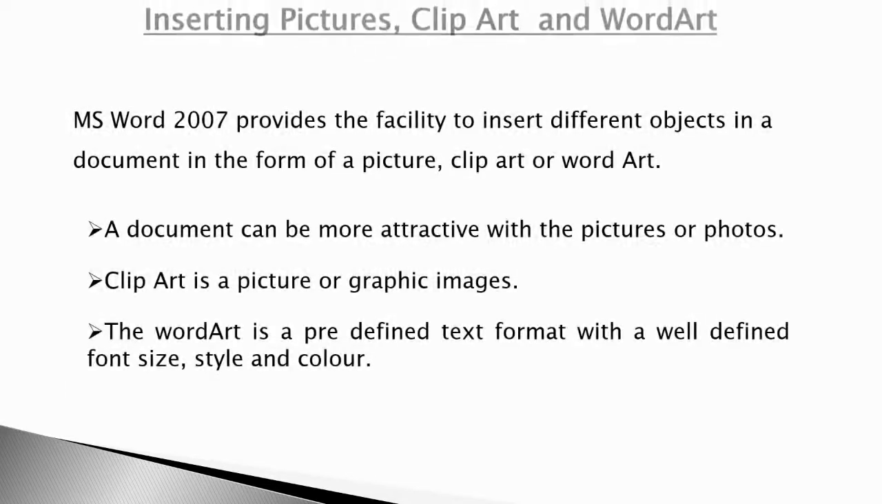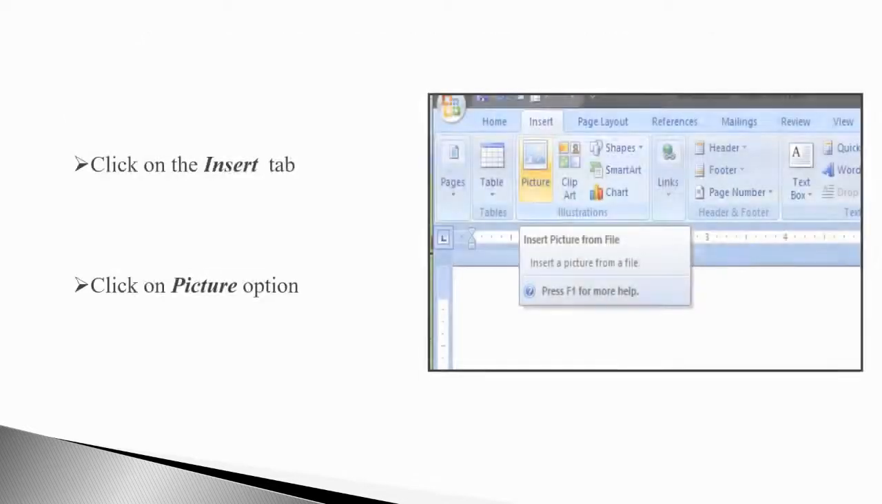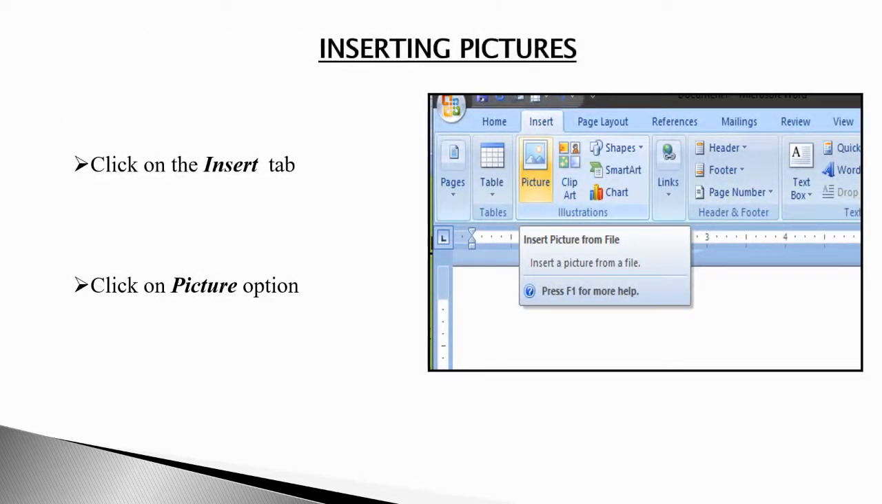So now we will learn about inserting picture, clip art and word art. MS Word 2007 provides the facility to insert different objects in a document in the form of a picture, clip art or word art. So now let's learn each of it one by one. First, we will see how to insert a picture in our document. A document can be more attractive with pictures.